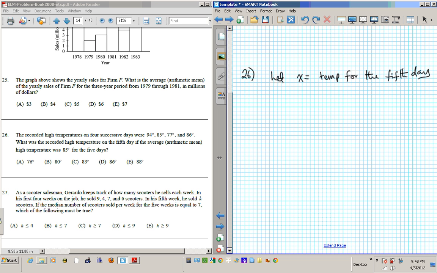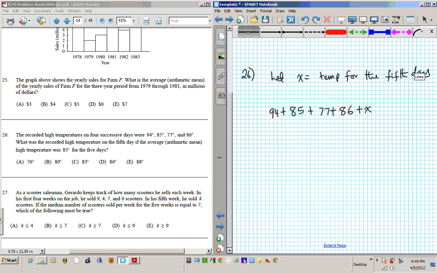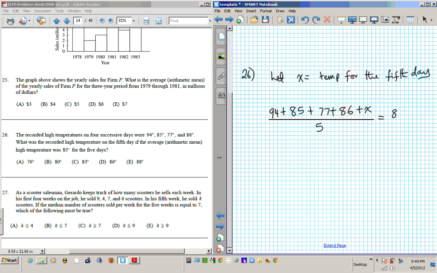So I want to write down an equation for the average. The average is going to be 94 plus 85, first, second, third, 77 plus fourth, 86 plus the 5th one. I don't know what the 5th one is. Let me call it x, because that's what we declared it as. The 5th one is x, divided by the total number of elements. How many elements are there? 1, 2, 3, 4, 5. 5 elements. You got 85. Okay, so if I can solve this equation for x, then I'll be good.